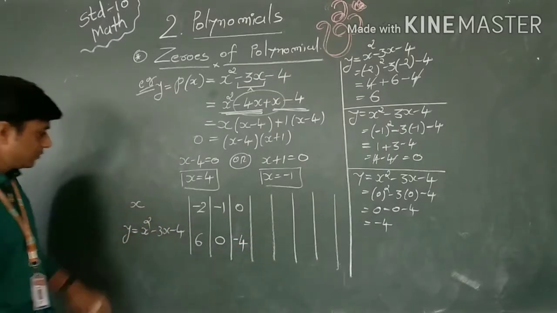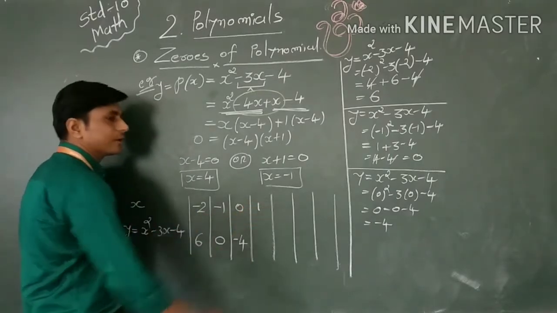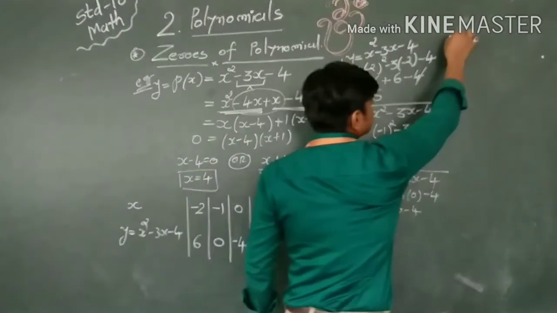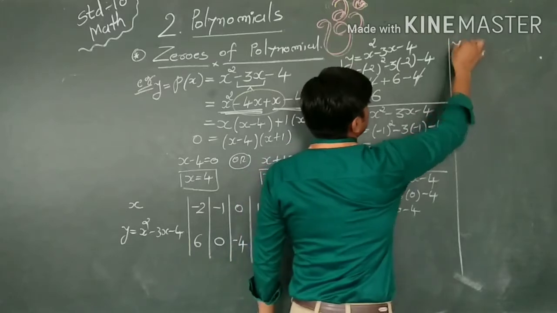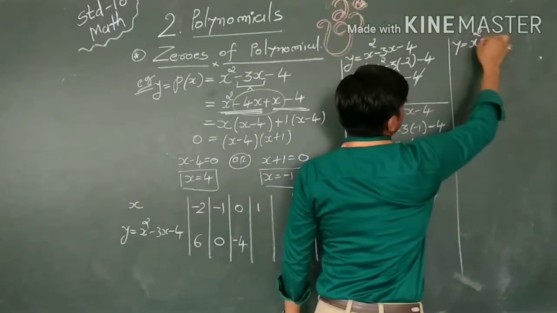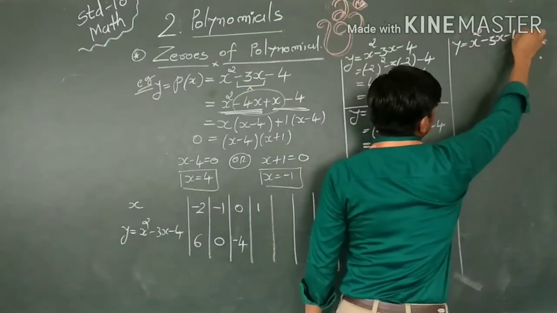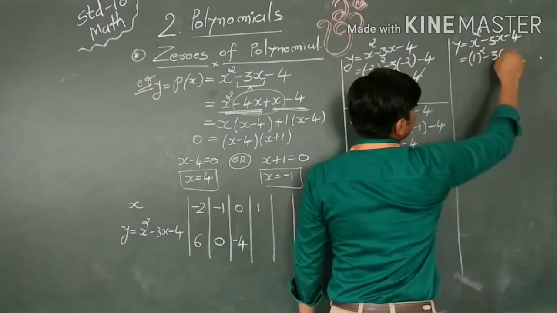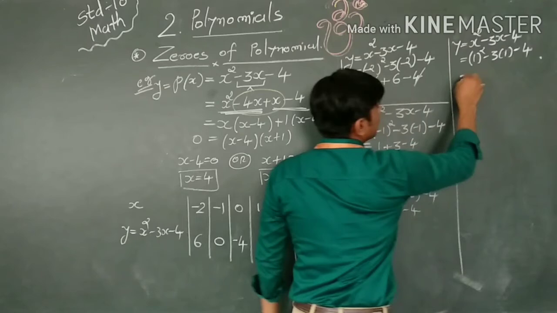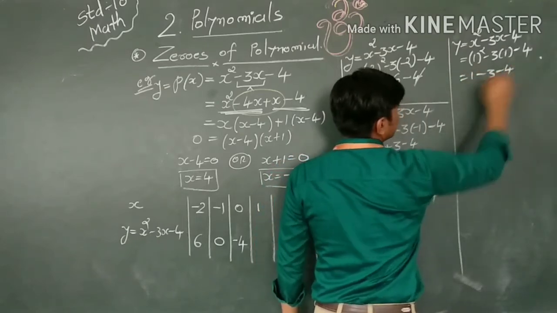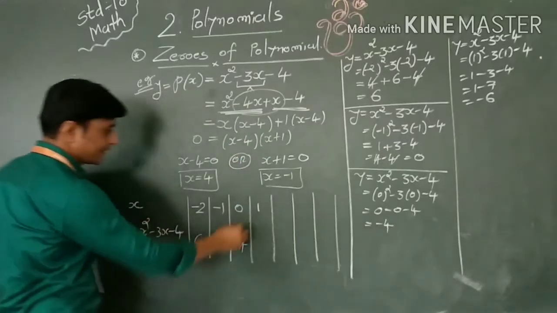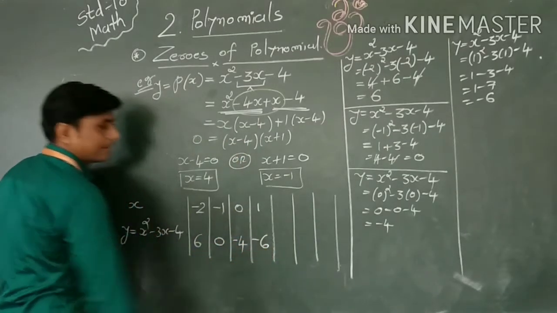Now take some value, suppose x is equal to 1. You can take any real number value. Again we write our polynomial x square minus 3x minus 4. This time take x is equal to 1. We have 1 minus 3 minus 4. That means we have minus 6. The corresponding value of y is minus 6.